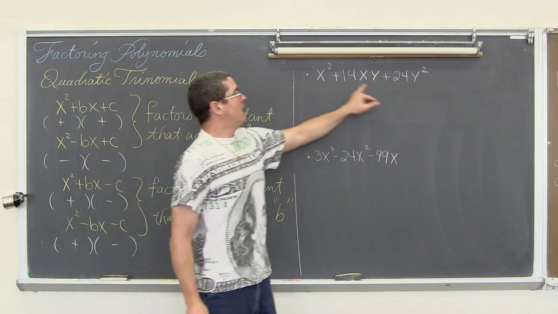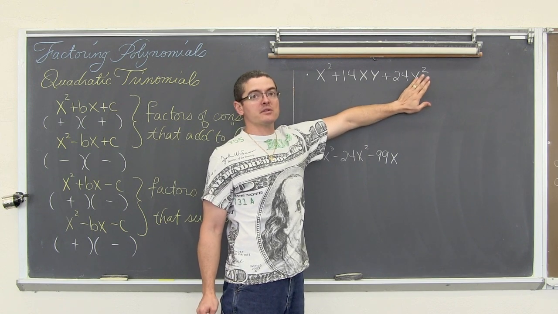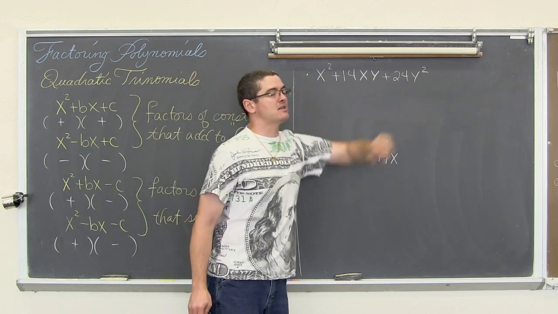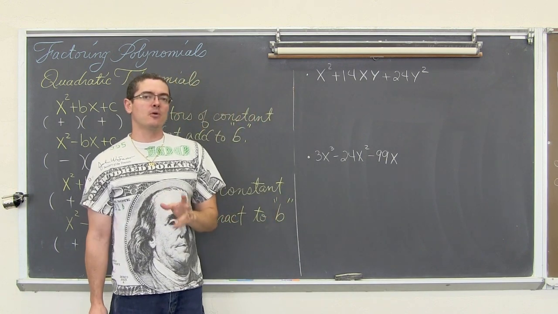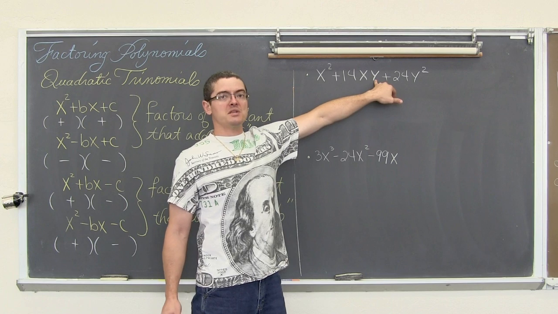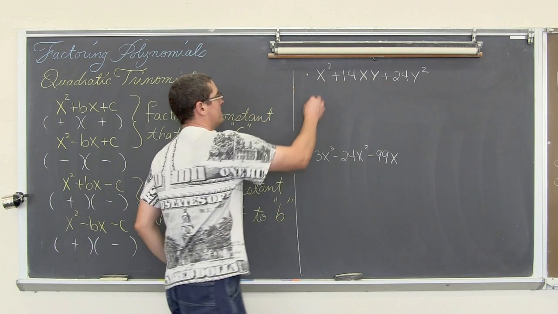Well, now we have a y squared in the last term, and the square root of y squared is y, and we do see that in the middle term as well. So the fact that this last term has a y in it is not really a problem. It's y squared, and the square root of y squared is y, and we see that in the middle term, just like we've been seeing with the x. So we're just going to let that look like this.